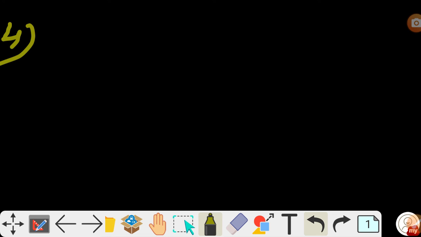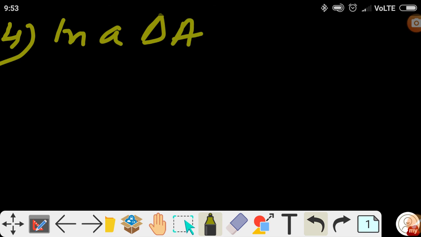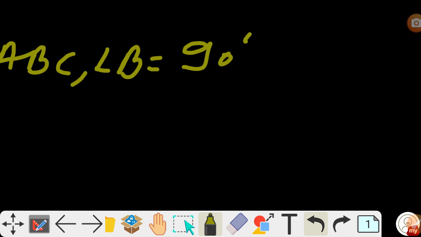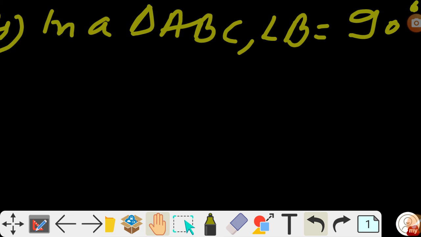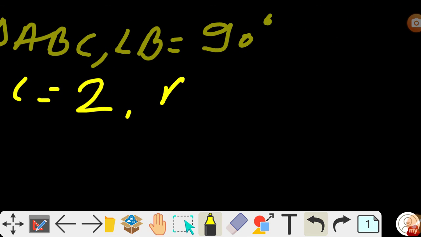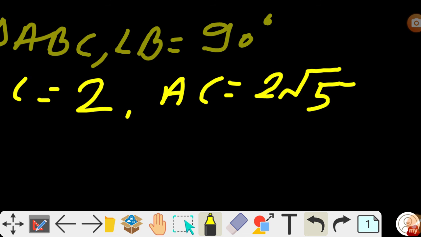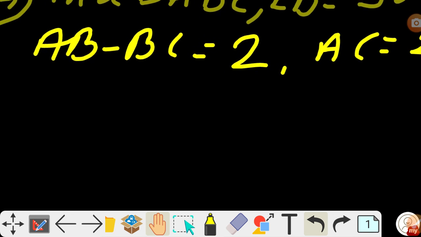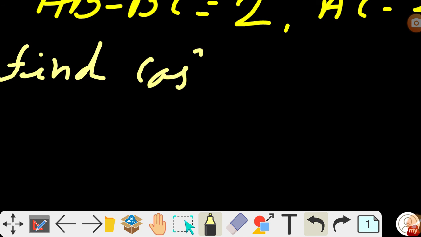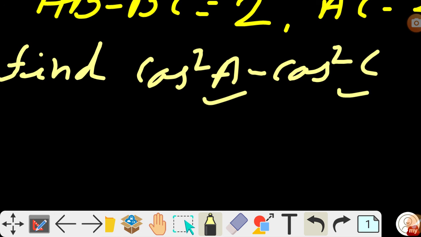Question number 4 we have here: in a triangle ABC, angle B is 90 degree, and the difference between two sides AB minus BC we have here 2, and the other side AC is 2 root 5. Find the value of cos square A minus cos square C. The angles in both the cosines are different to each other.